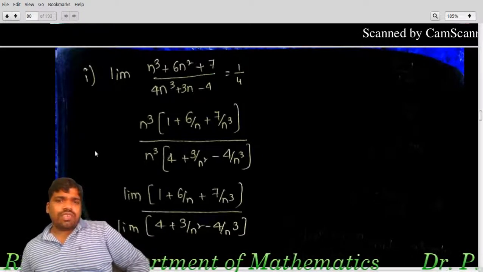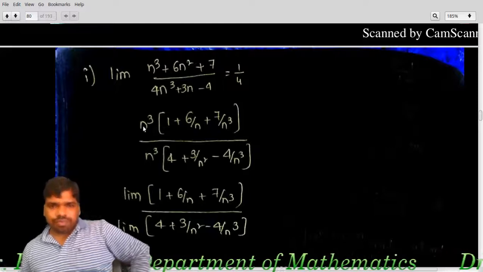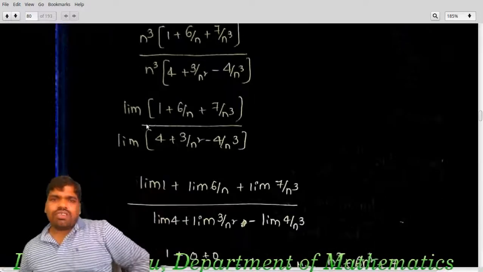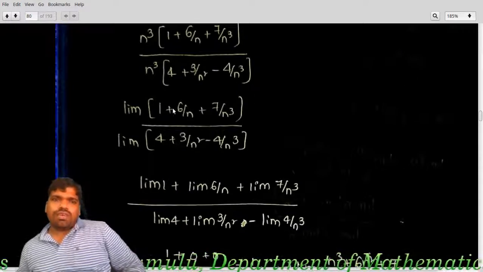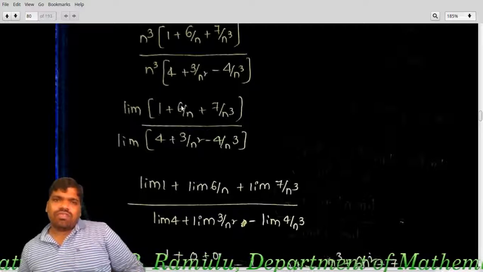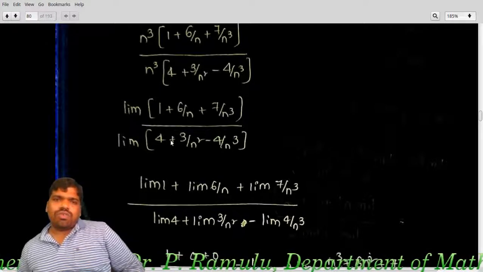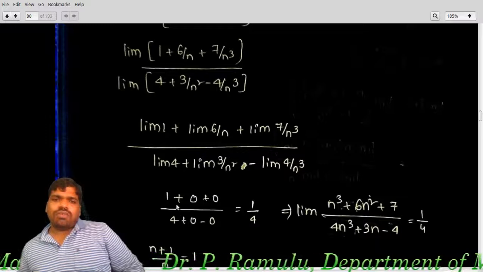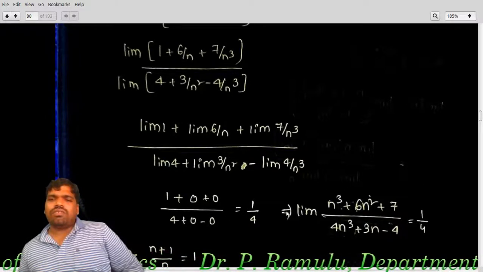Apply limit both sides here. If I take the limit, the n cube cancels out. The limit of this equals the limit of 1 plus 6 by n. This is equal to 1, this is 0, this is 0, and this is 4. That means 1 plus 0 plus 4 equals 0. 1 by 4, that is equal to 4.